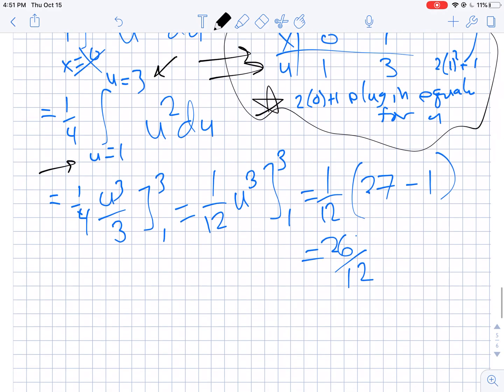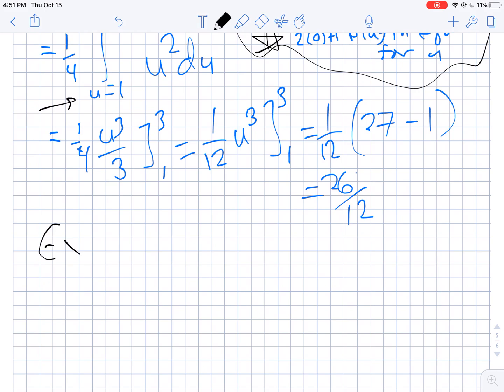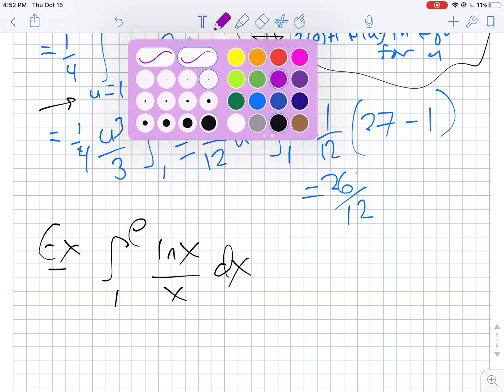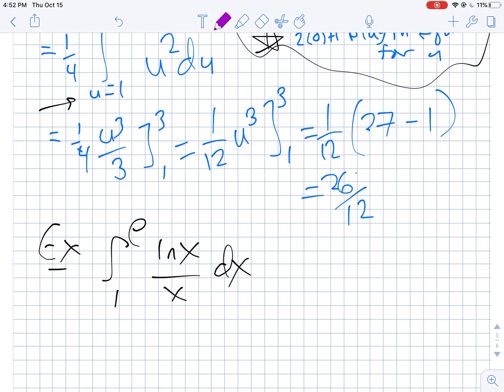Okay, let's look at a couple other examples. Suppose we have to do the integral from 1 to e of ln of x over x dx. All right. Now, if you want, go ahead and pause the video and guess what the u is going to be here. See if you can work that out.